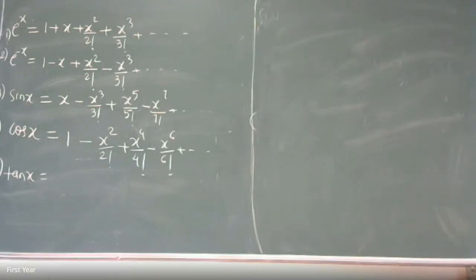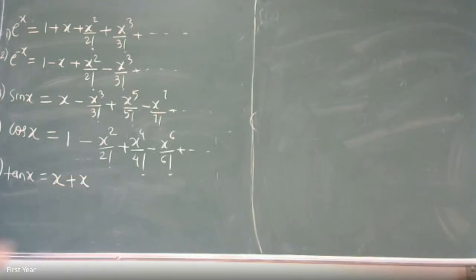Then tan x. tan x is also a function, but the coefficients are not very straightforward. So you will have to go for the formula. If you are not able to remember, then you have to find the derivatives and get the value. But just see whether you can remember it. It is nothing but tan x is odd, so x and all the other terms are odd.